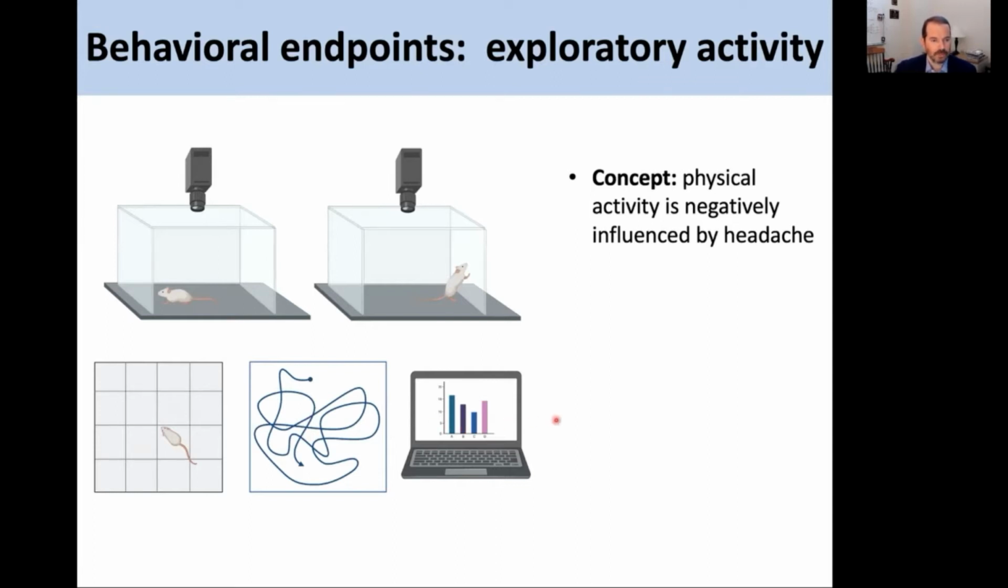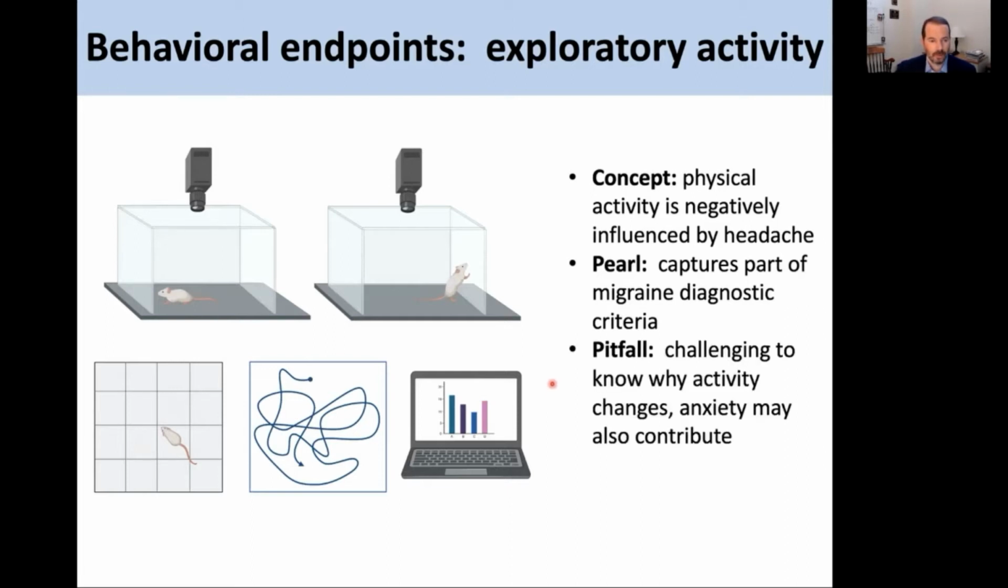And the concept with this particular model is that physical activity is negatively influenced by headache. And the pearl is that that's actually part of the diagnostic criteria for migraine, that the headaches are worsened by physical activity, or people will avoid physical activity because of the headache. So you can actually capture one of the features of the migraine diagnosis here. The pitfall is that it's challenging to really know why the activity changes. Is it because of headache? We think it is, but we don't know that for sure.